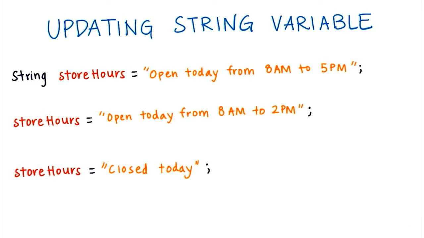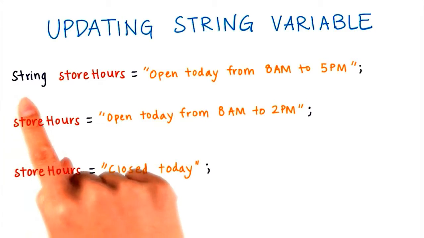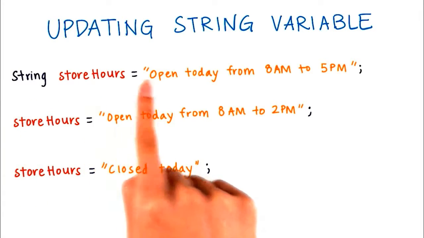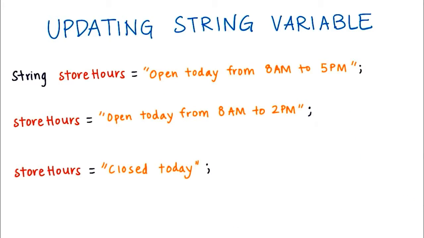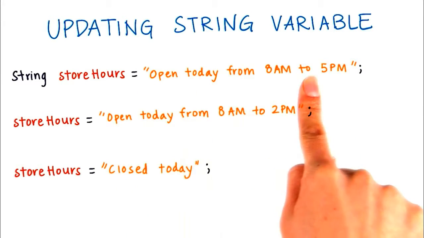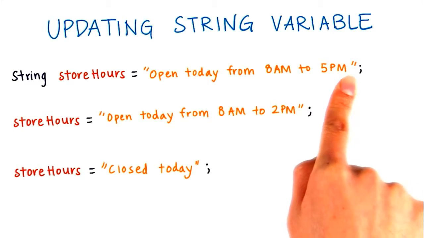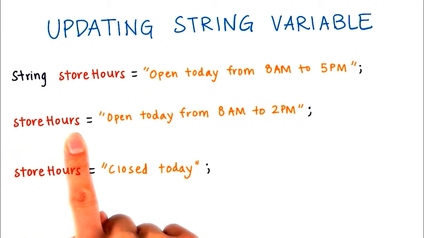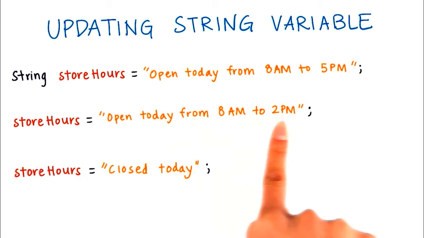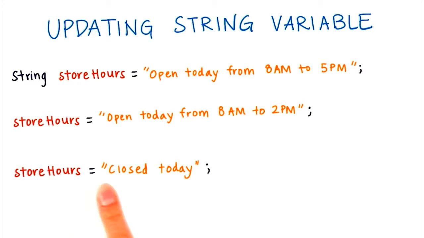Here's another example where we might want to display the store hours within our app. We can create a string variable to store the text that should be displayed on the screen. The initial value is open today from 8 a.m. to 5 p.m. On a different day, we can update the string variable to say open today from 8 a.m. to 2 p.m. because we want to leave early to go to the beach. Or on another day, we can update the store hours to say closed today because we don't work on Sundays.